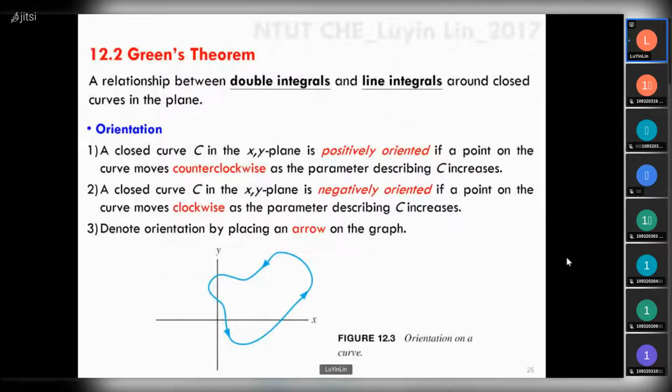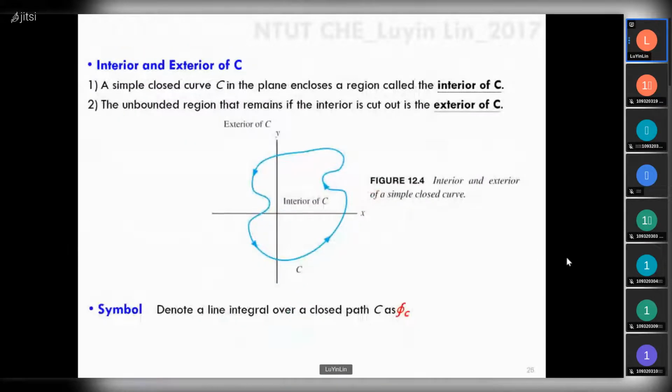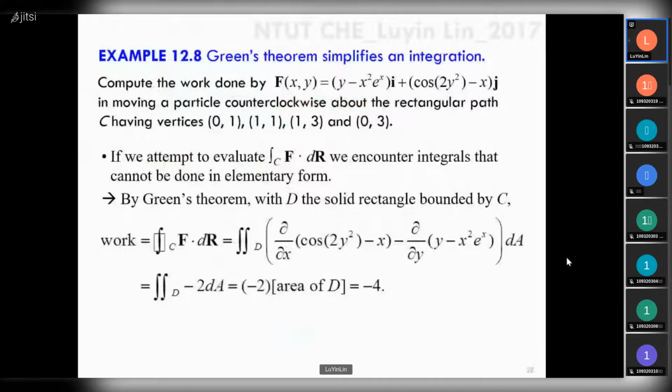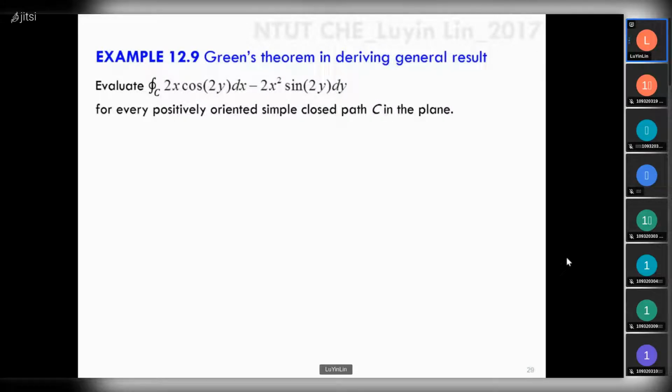So last time we talked about the Green theorem. The Green theorem is to change the double integral to line integral. Then we have one example here, right? The last example we talked about last time. So now we are going to talk about the next example, example 12.9.